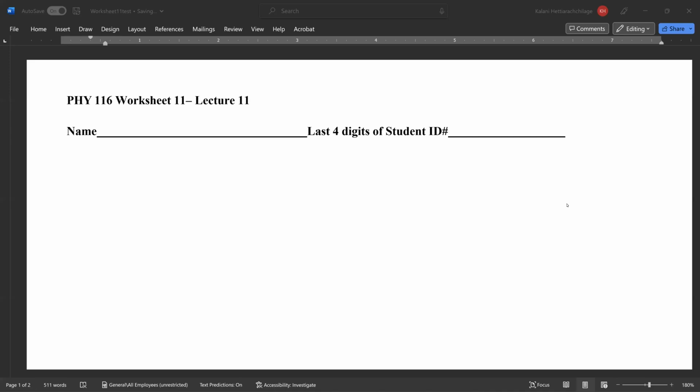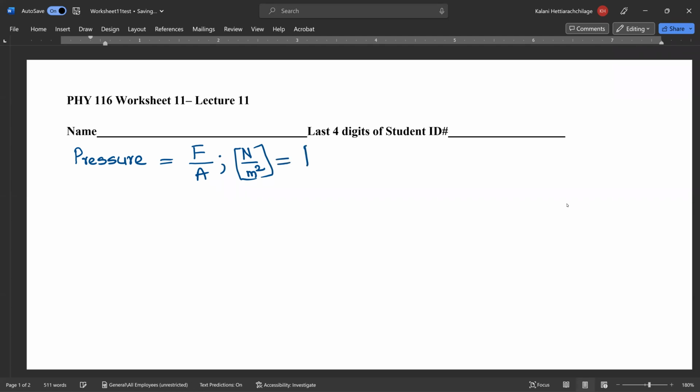Okay, let's move into worksheet number 11 from lecture number 11. In this lecture, we mainly talk about pressure and the pressure principles, right? So pressure, as we discussed, can be defined as force per unit area, and the unit is newtons over meters squared, right? That unit we call Pascal.